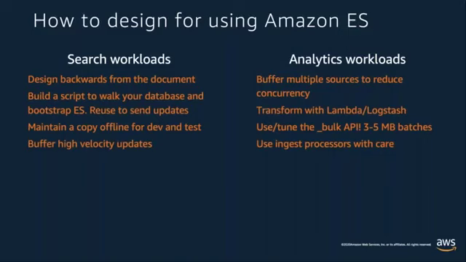The bulk API is a way to send batches of data. You generally don't want to send single documents because, again, concurrency will kill you. We find that there's generally a 3 to 5 megabyte optimum point in terms of the batches of data that you're sending. Elasticsearch also includes an ingest processor pipeline that allows you to do transforms within the domain itself. We generally don't recommend that you use these ingest processors. That puts an additional load onto the data nodes, and you generally want to stay away from those.